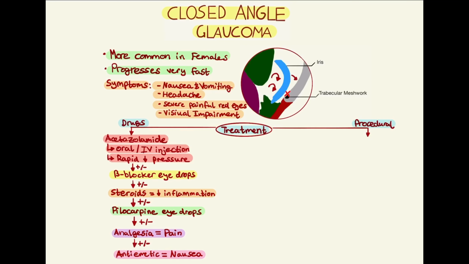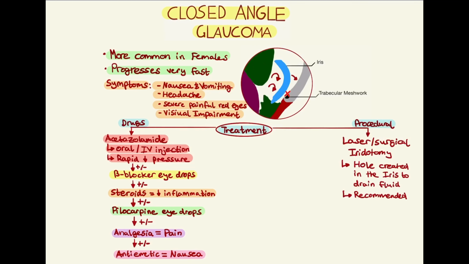However, if drugs fail to reduce the pressure, a laser or surgical iridotomy is needed. This is when little holes are created in the iris in order to allow drainage of the fluid and so reduce the pressure. This form of glaucoma can later on affect the pressure in the other eye as well, so it is recommended that these procedures are done in both eyes and not just the eye that has been affected by closed angle glaucoma.